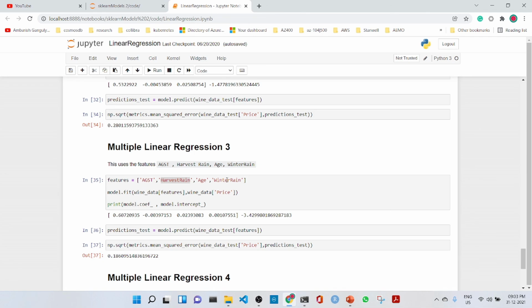But in this lecture, what we have gained is that we have seen single linear regression, multiple linear regression with different variables, and we also explored the concept of multicollinearity.